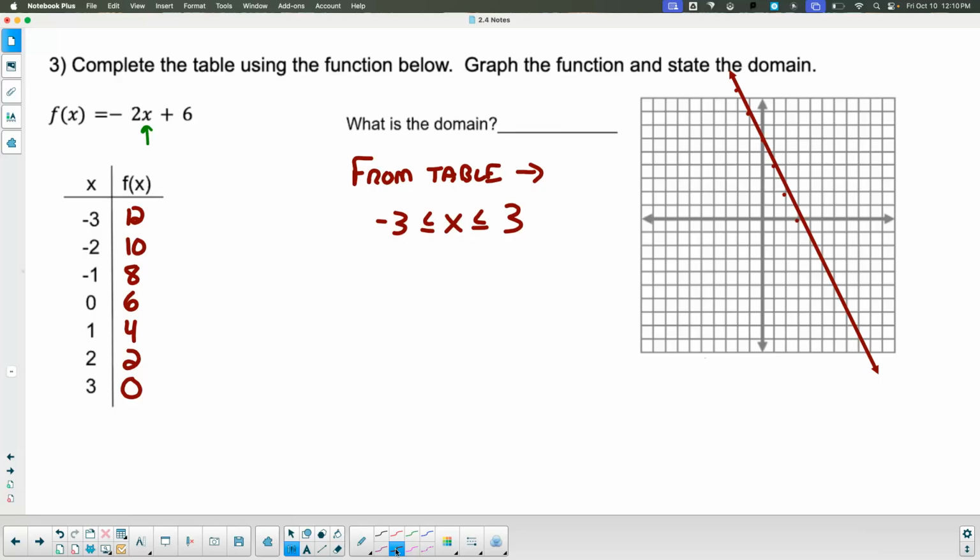If we're going from the equation of the line, which we graphed and we connected and we went on forever and ever and ever, then our domain is all real numbers because there is not a number that I can't put into that continuous function.